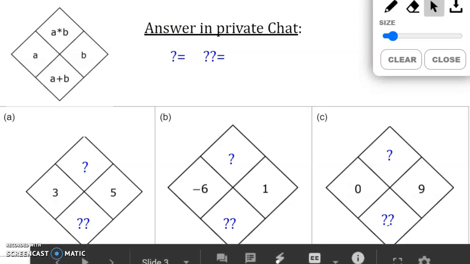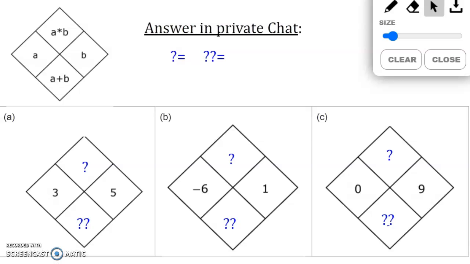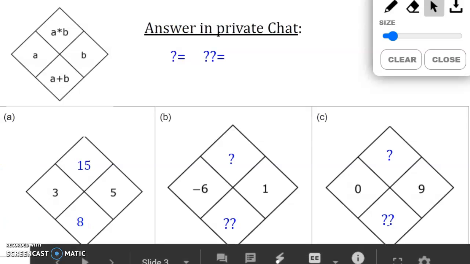So if you're given this, I want you to be able to tell me what number should go here and what number should go here. Well, 3 times 5 is 15, so the 15 is at the top. 3 plus 5 is 8, so it should be 8 at the bottom.